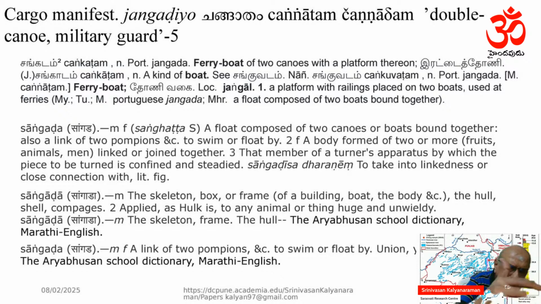Sangadam. We can see all the textual, literary, linguistic information available from the lexicons. I have documented them here. Sangadam in Tamil is a ferry boat. Portuguese is Jangada. Sangada in Marathi is a float composed of two canoes, double canoe. Sangada can also be a frame, a building, a boat. Lexical information available to us to understand the meanings ought to be conveyed by the Sangadam, by the joining of parts. So that's why I listed all the words and the meanings from different languages. Next, please.